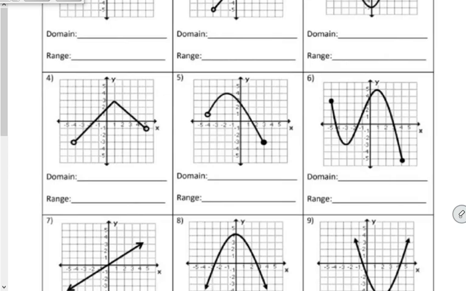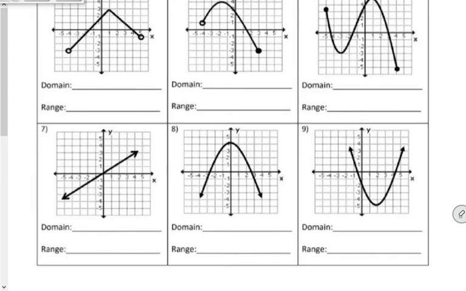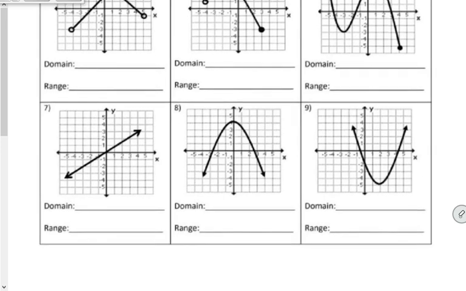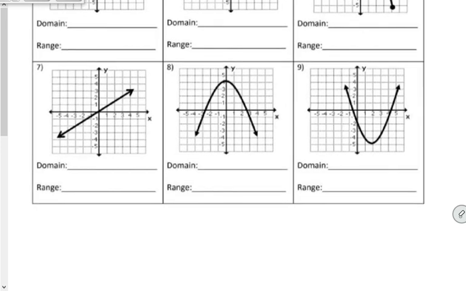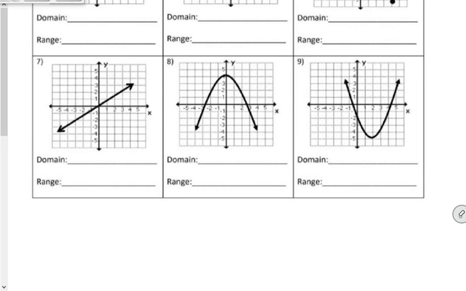Alright, so give those last ones a try. Actually, wait before you do that. I'm sorry. I'm going to introduce one other concept here, so skip down to number 7.